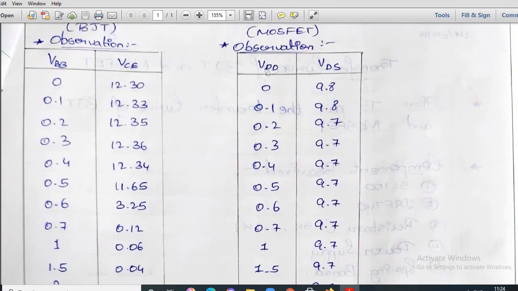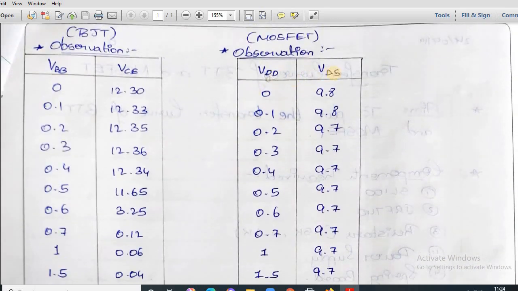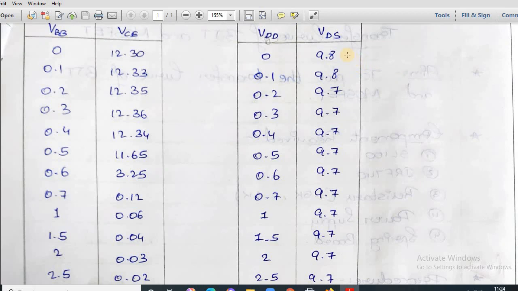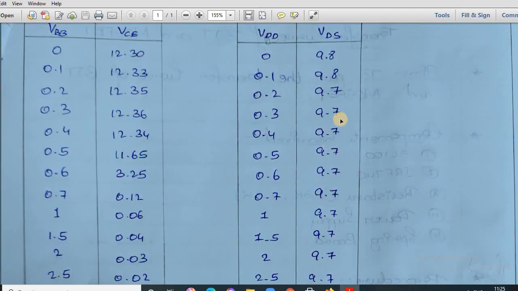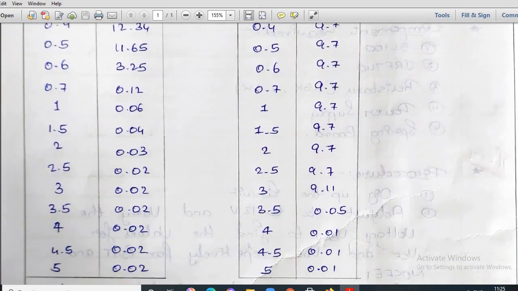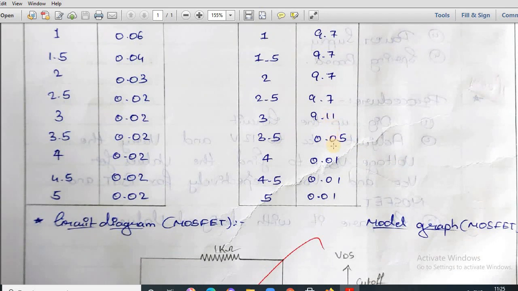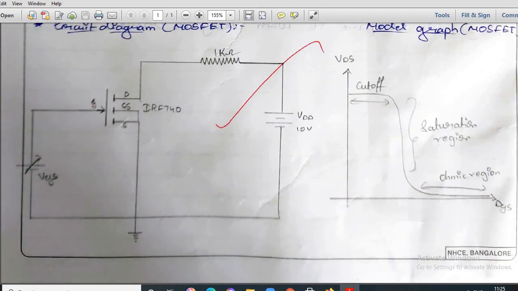If we look at the observation of VDD and VDS, VDD is the input, we will slowly increase the input, and what is it that we are measuring at the output? We are measuring the voltage between the drain and source terminals. We saw that it is a higher value, constant at 9.7, and slowly it reduces and comes to 0.01 with further increase in the input voltage.